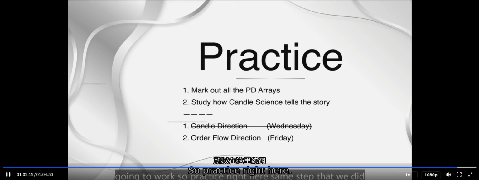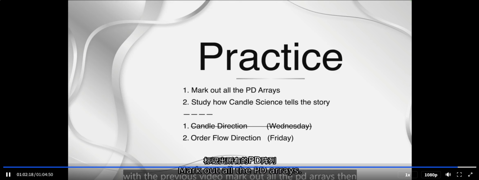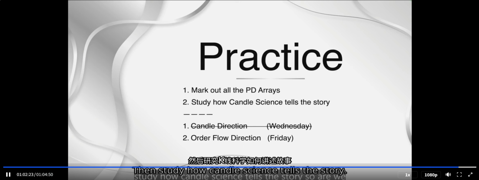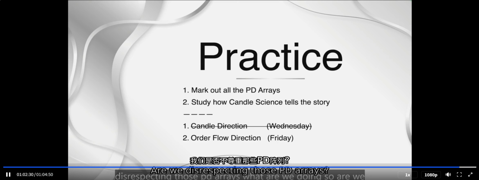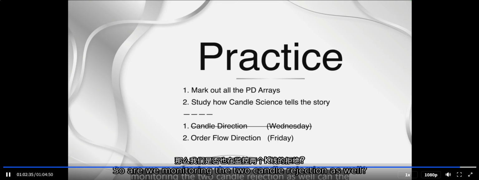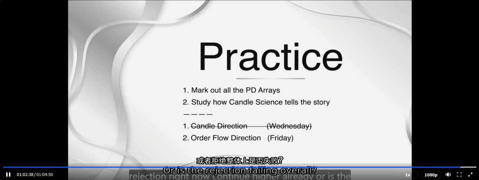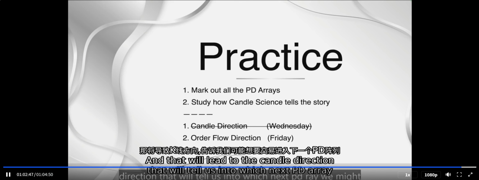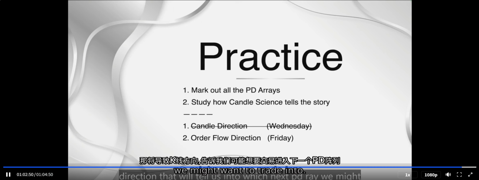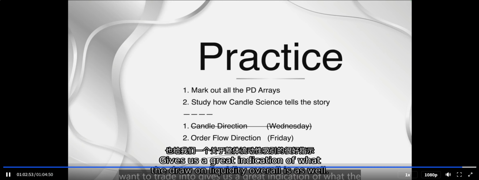So practice right here. Same step that we did with the previous video. Mark out all the PD arrays. Then study how candle science tells the story. So are we respecting that discount array or PD array? Are we disrespecting those PD arrays? What are we doing? Are we monitoring the two candle rejection as well? Can the rejection right now continue higher already? Or is the rejection failing overall? All right, that is exactly what we want to monitor right there. And that will lead to the candle direction that will tell us into which next PD array we might want to trade into. It gives us a great indication of what the draw on liquidity overall is as well.